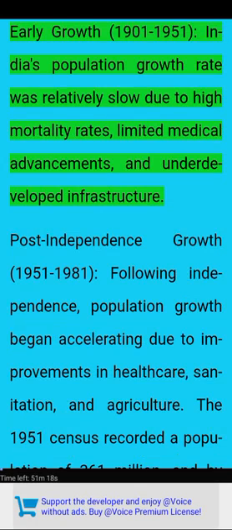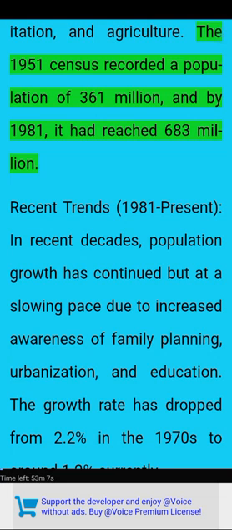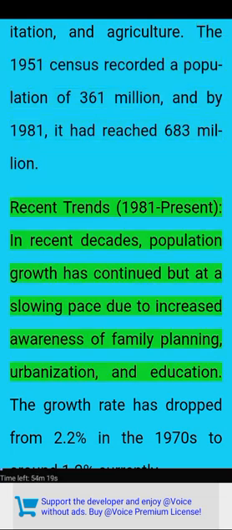Population growth patterns. Early growth, 1901-1951: India's population growth rate was relatively slow due to high mortality rates, limited medical advancements, and underdeveloped infrastructure. Post-independence growth, 1951-1981: following independence, population growth began accelerating due to improvements in healthcare, sanitation, and agriculture. The 1951 census recorded a population of 361 million, and by 1981, it had reached 683 million.